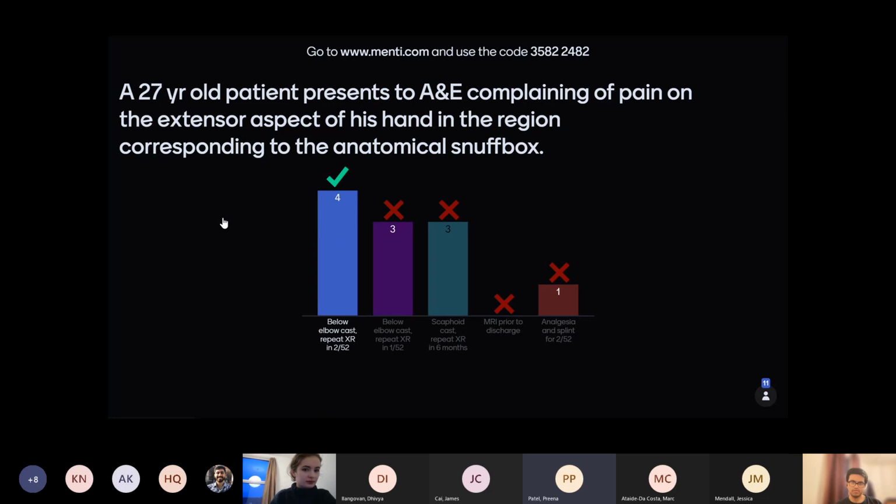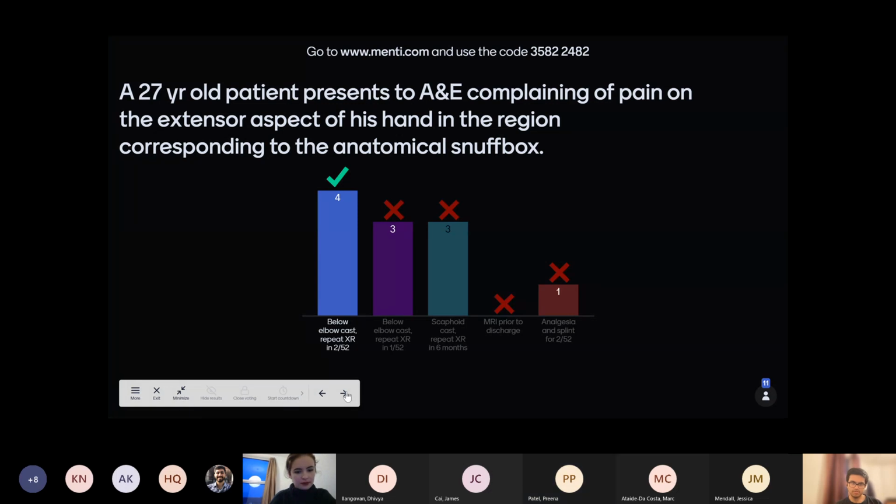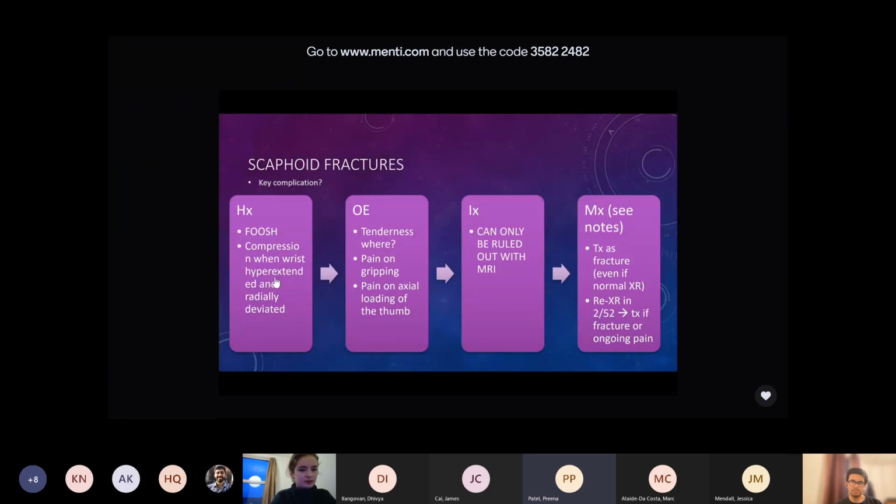So Izzy, if we go on to the next slide. Yeah. So your anatomical snuff box is basically where your scaphoid's at. And the way that you can get, I'm going to need my camera for this because it's the only way I can explain it. Can you see me? Yes, no?